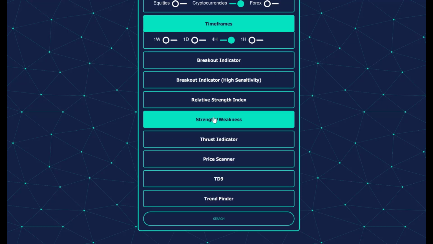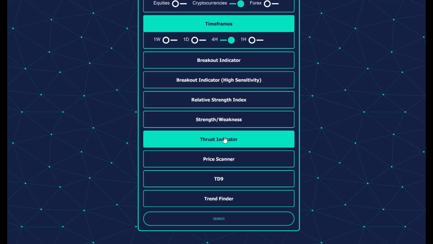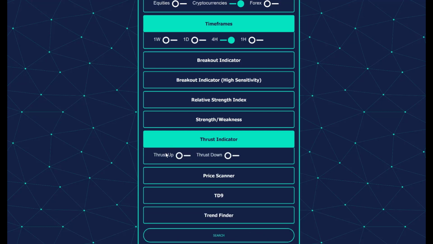Let's collapse that. This is our thrust indicator. So our thrust indicator and our RSI indicator, both of these can be found in our confirmation suite of indicators on tradingalpha.io. If you want to go straight to the indicators, it's .io/I. Anyways, this is the thrust indicator in the confirmation suite, and we have thrusts up and thrusts down.